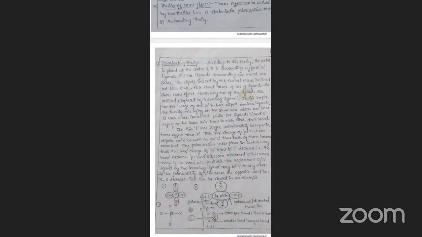So the second incoming ligand does not choose the opposite position. It chooses the labile position, the fifth position. The formation of the cis is the major product. This can be explained by the electrostatic polarization theory. You can observe it clearly here.